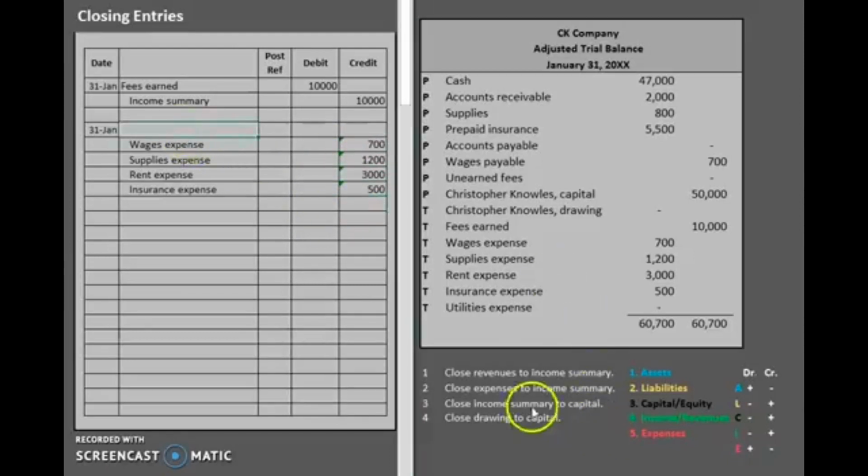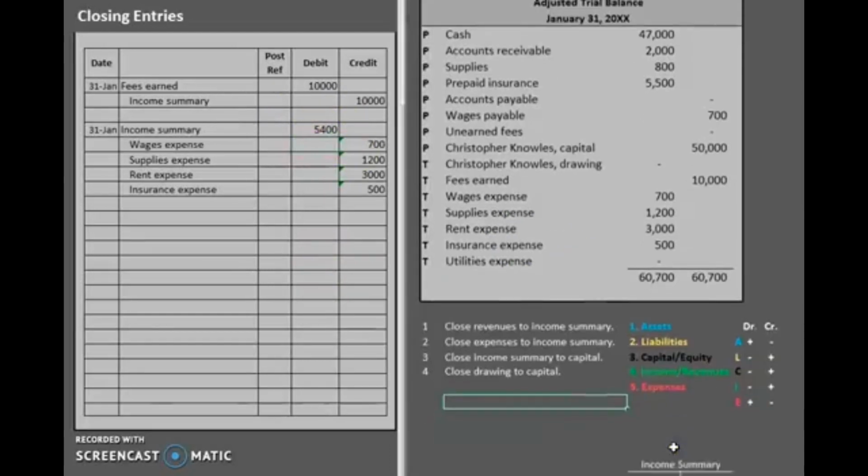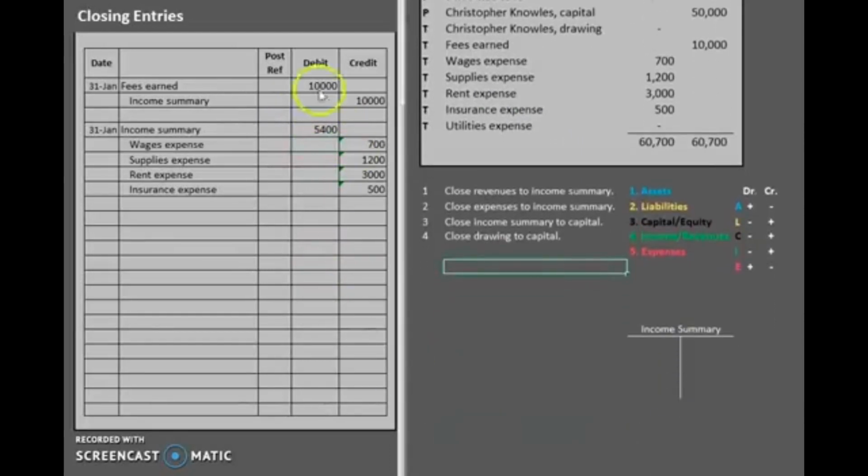Okay. Now, once we have closed our expenses, what do we close it to? Well, income summary again. So let's go ahead and use income summary as our plug. And remember, our rule, debits must always equal credits. So 700 plus 1,200 plus 3,000 plus 500. That gives us total expenses of 5,400. Now that we have our first 2 closing entries, our third one is to close income summary to capital.